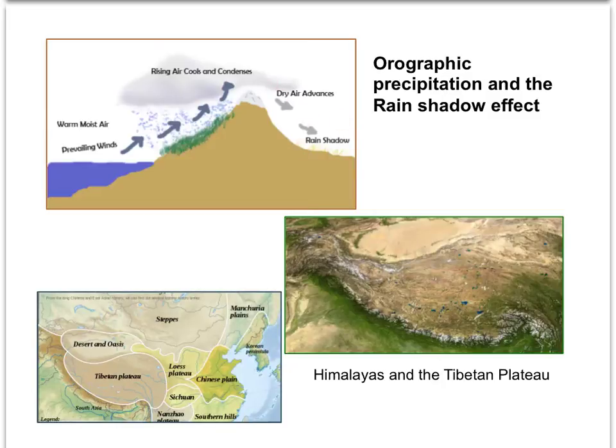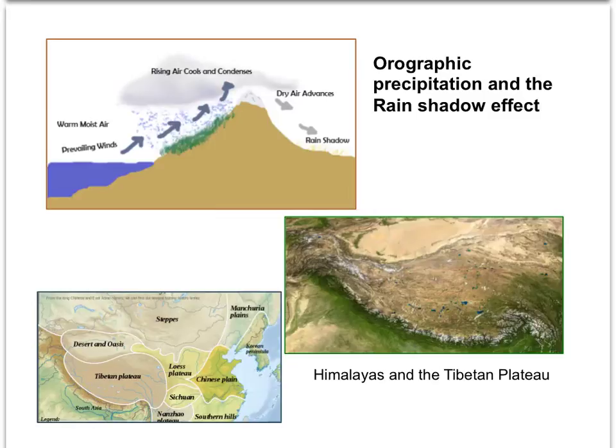You can also see this in the Himalayas and the Tibetan Plateau. As the warm, moist air comes to the Himalayas, it's forced to go over the mountains. As a result, all the precipitation is dropped on this side, and you can see it's very green. You have a lot of vegetation on this side, and then you have the rain shadow effect where you have deserts, very arid climates on this side, and this is caused because of the orographic precipitation.